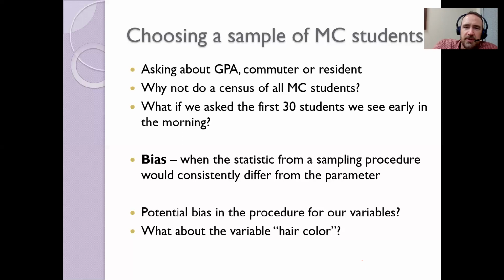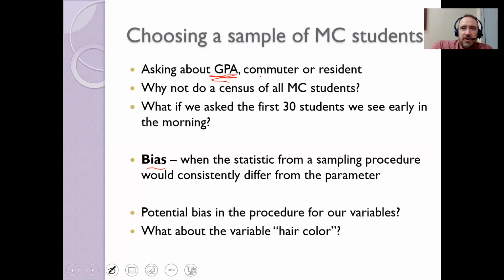So if we're asking them about their GPA, and we're only talking to students who are up early in the morning, maybe students who tend to stay up too late at night doing other kinds of stuff and not working on their schoolwork are not up early in the morning. They're sleeping in and skipping classes, and maybe we'd miss out on students who have lower GPAs because of that. A potential problem like that we term as bias.